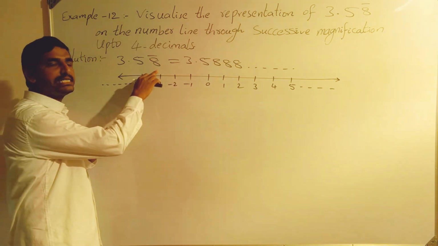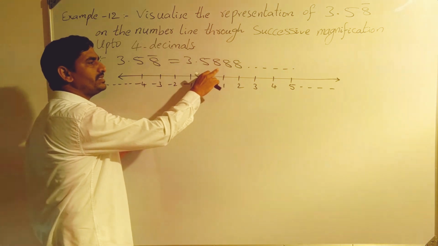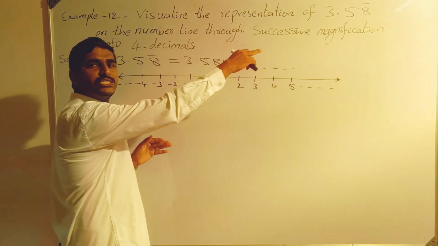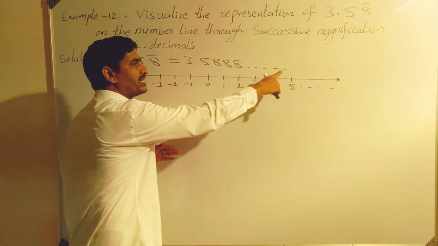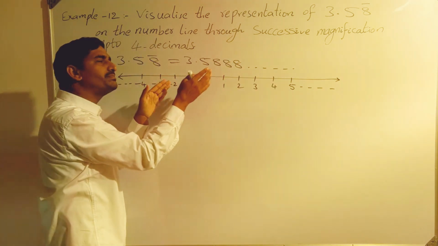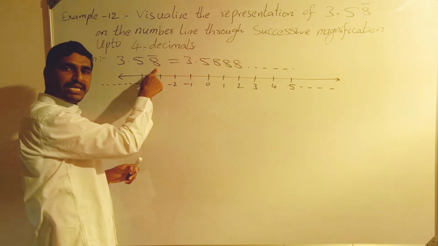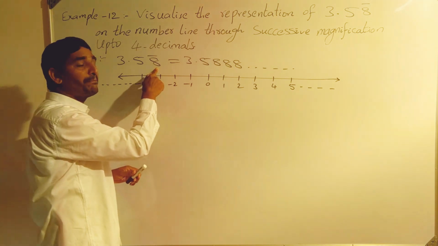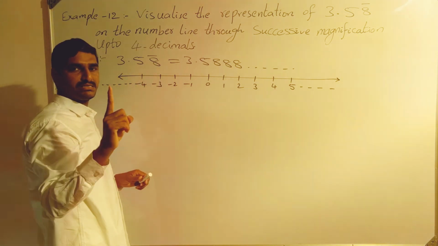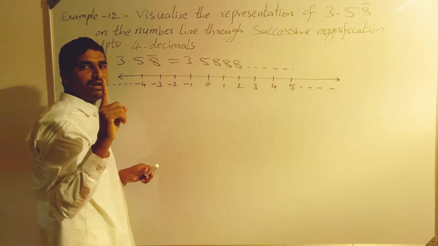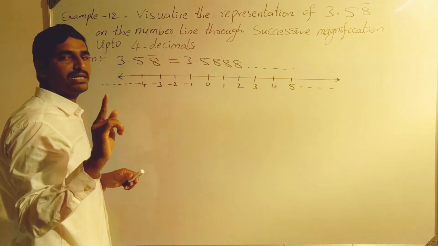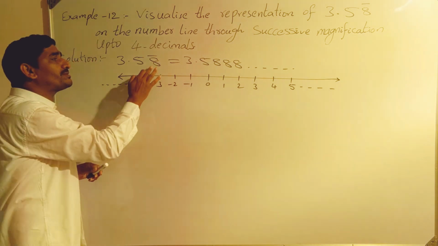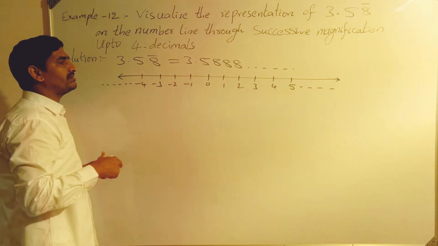3.58 bar can be written as 3.5888888 and so on. This is non-terminating but repeating. Period is 8. Periodicity is 1 decimal, only one decimal repeating. The part which is repeating is called the period.